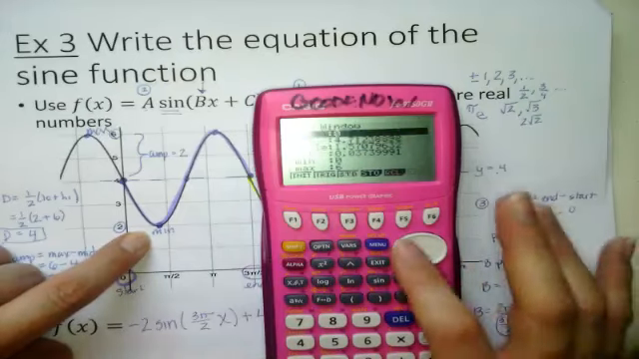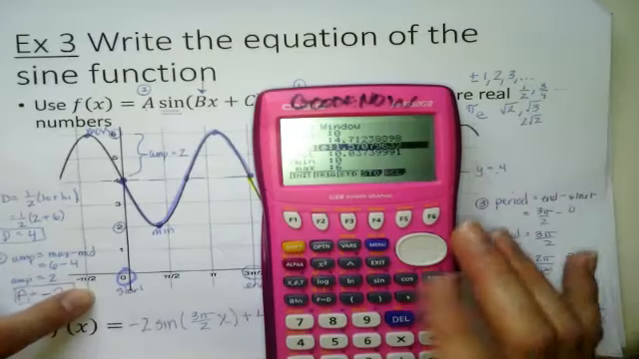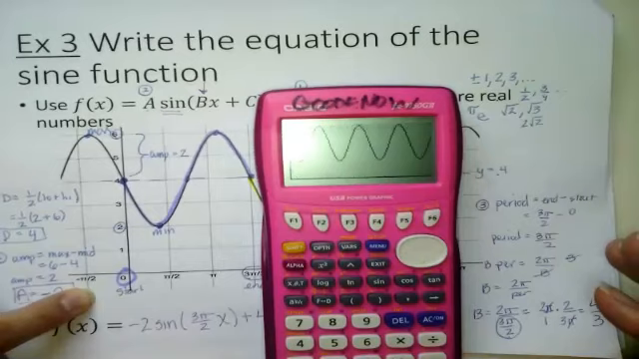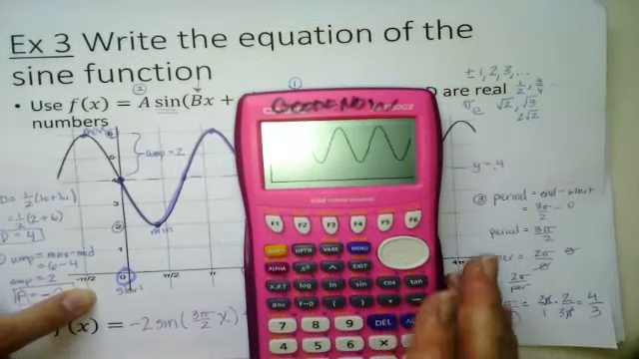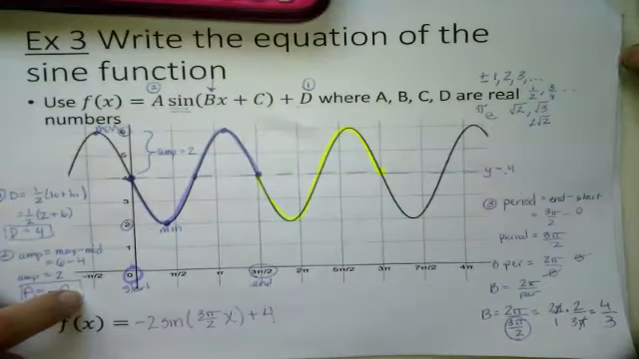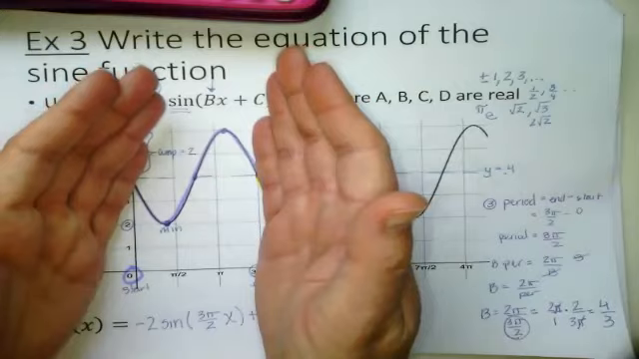Whoops. Did I do that right? 3 pi over 2. I did something wrong, ladies and gentlemen. It's a good thing we checked. All right. Something is wrong with the period. There were way too many functions here.